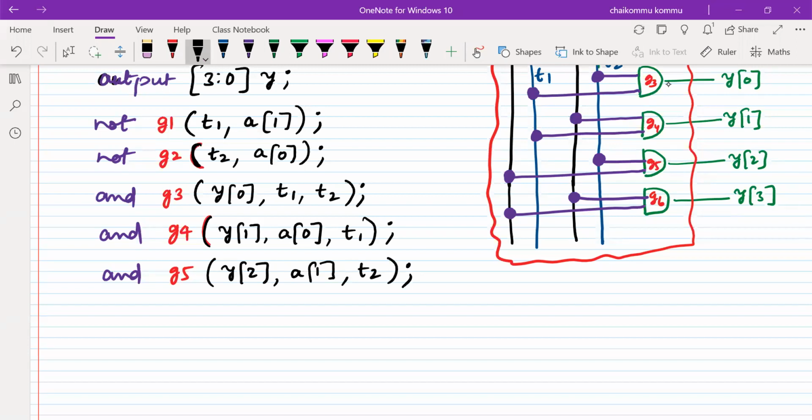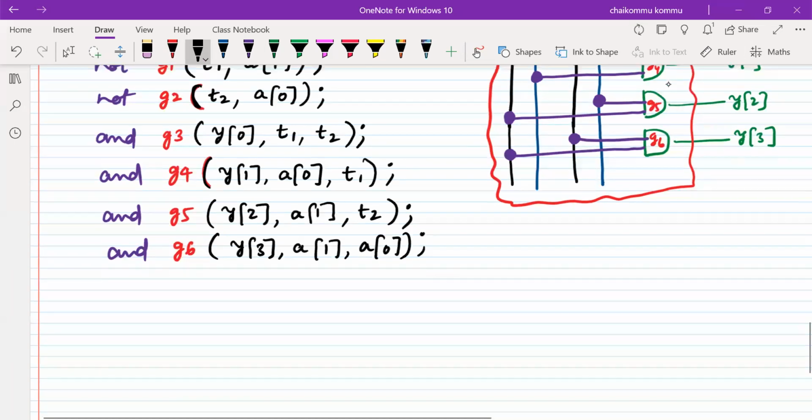Next I'll write another AND gate, G6. What is the value? Y of 3, with inputs A of 1, A of 0. That's all. We need to write the module. That's all. What is the basic idea behind this?